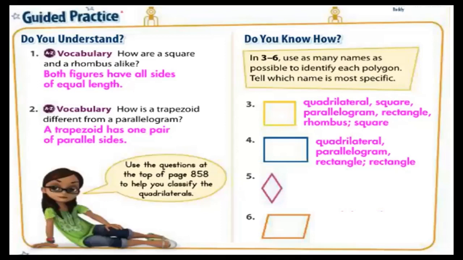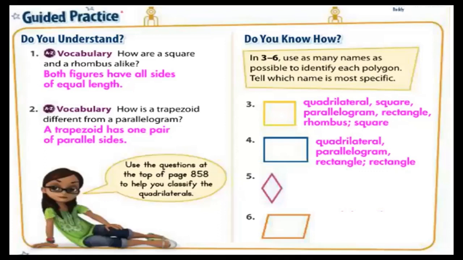Okay, so we selected the first one square, the second one rectangle, and we mentioned all the names that we can call the polygon, but at final we selected the most specific one.